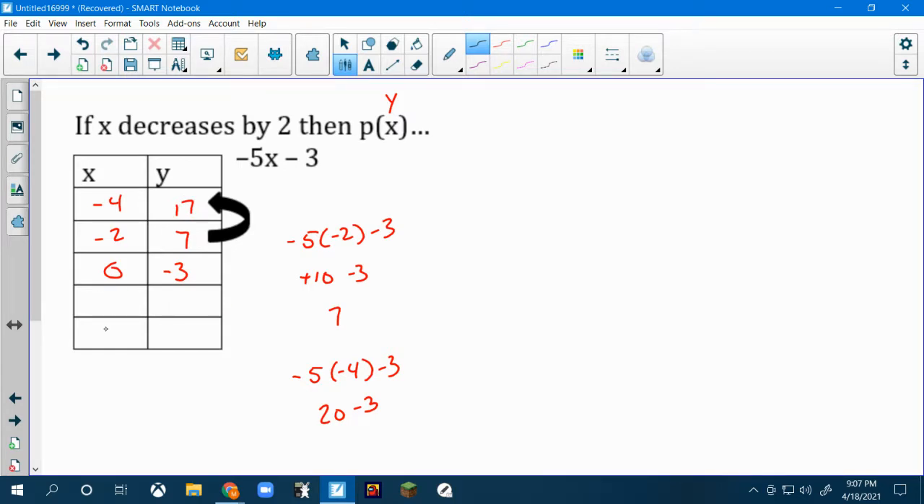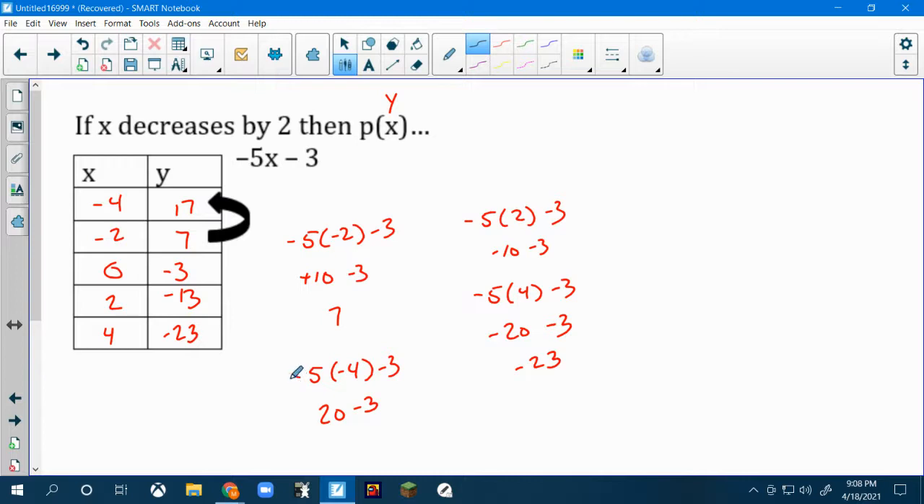Okay. Well, if I decrease by 2, I can do these two as well. Negative 5 times 2 minus 3 is negative 10 minus 3, which is negative 13. Negative 5 times 4 minus 3 is negative 20 minus 3, which is negative 23.